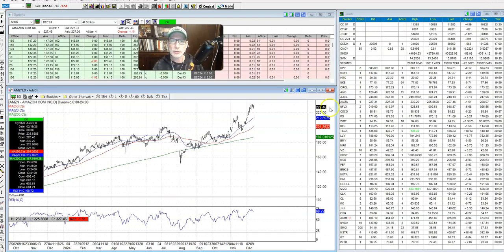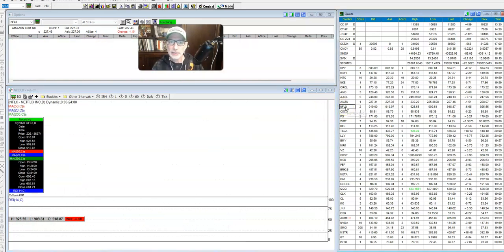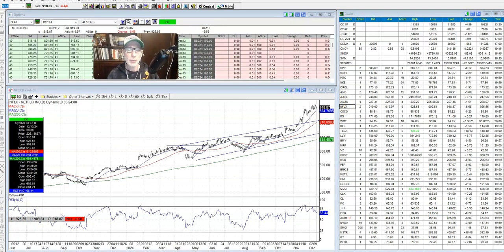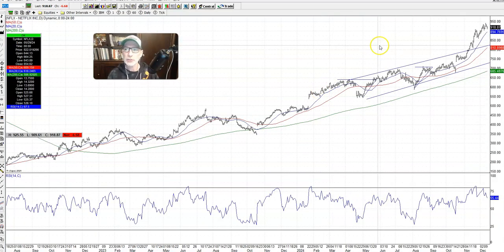Okay, this is how you want to use these charts, and have some patience. Don't jump in just because you want to get in. Have some patience to wait for the charts to set up for you.